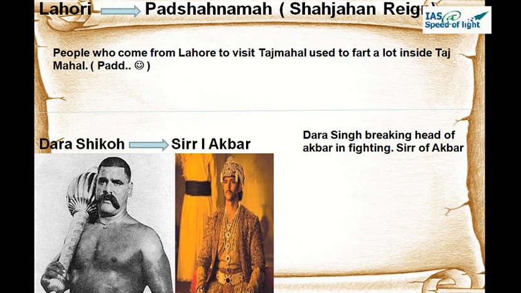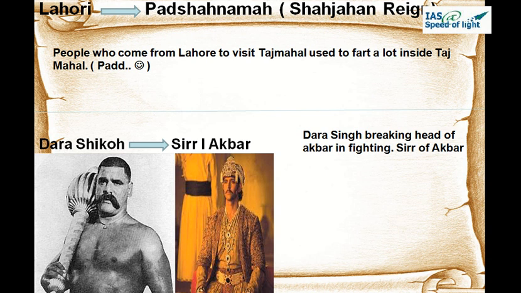So three things now we have to remember. It is Lahore, okay? Lahore is in Punjab. Second is Padshah Nama, or Padna, which is a Hindi word for farting. And third is Shahjahan. Now our picture for Shahjahan will be Taj Mahal, because we all know who made Taj Mahal. It was Shahjahan. So whatever we remember for Shahjahan will be through the picture of Taj Mahal. So three pieces of information we want to link together: Lahore, Padshah and Shahjahan, that is Taj Mahal.